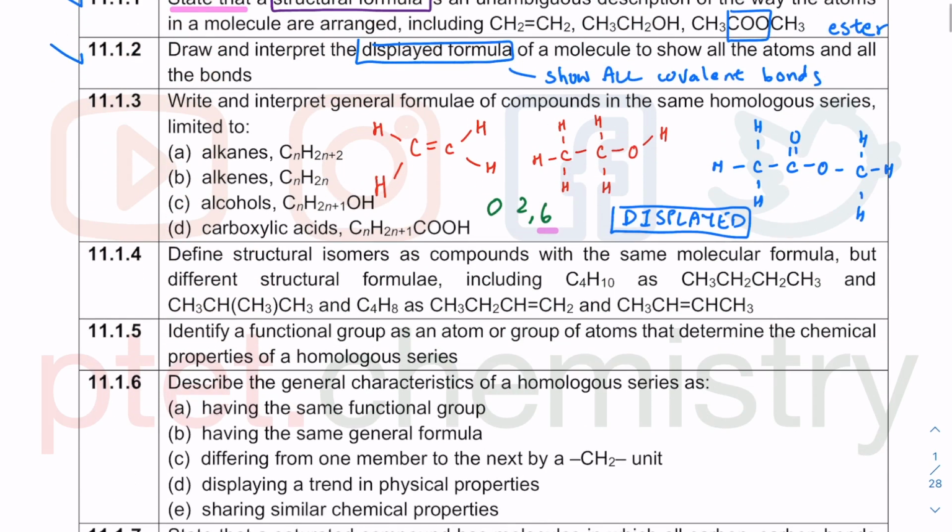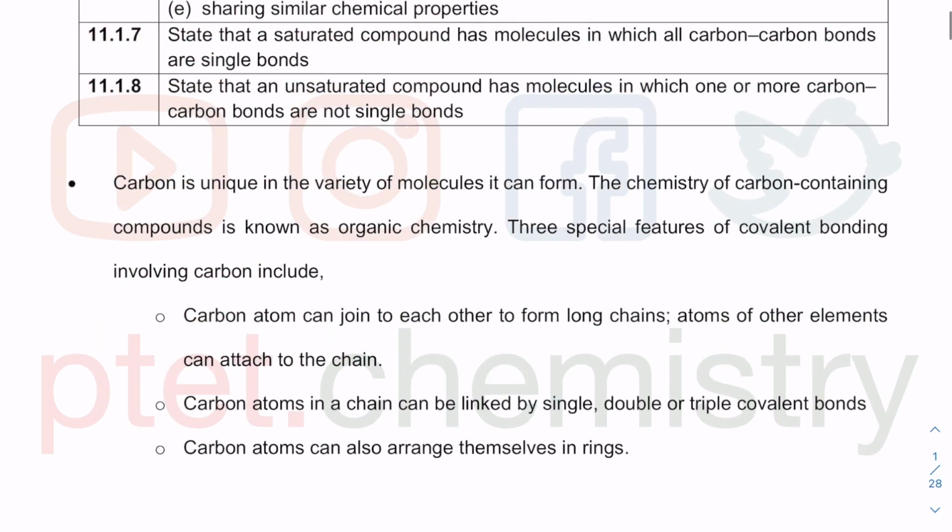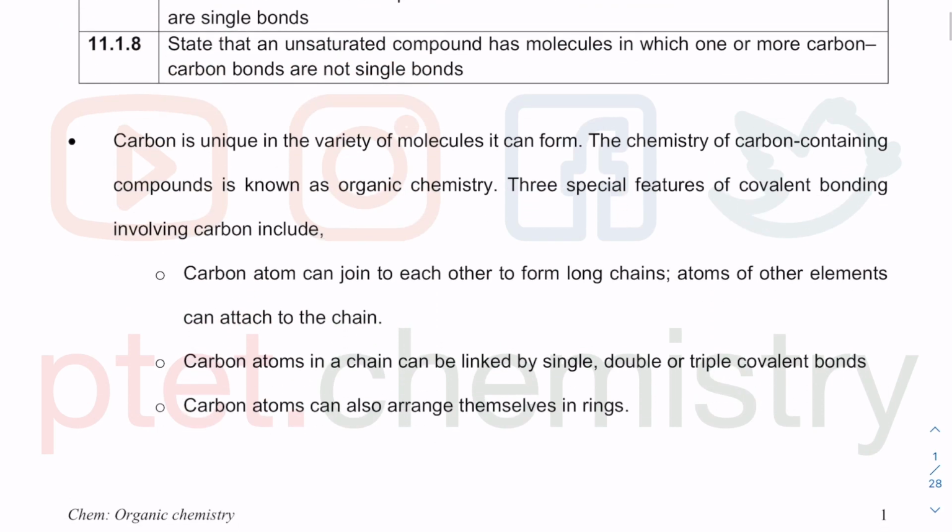There are some general formulas for alkanes, alkenes, alcohols, and carboxylic acids. And I think I'm just going to quickly go through the actual contents in the notes, and they will make sense in terms of the syllabus, rather than me going through everything in the syllabus one by one. So carbon is unique, as I mentioned. You can have long chains, you can have long chain carbon atoms, you can have single, you can have double, or you can have triple covalent bonds.